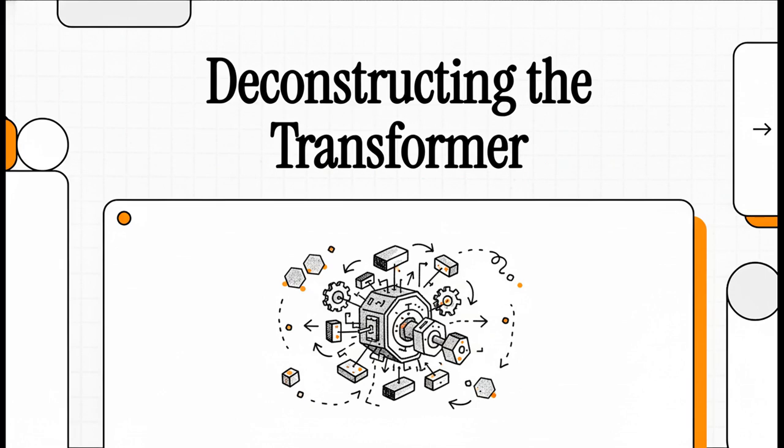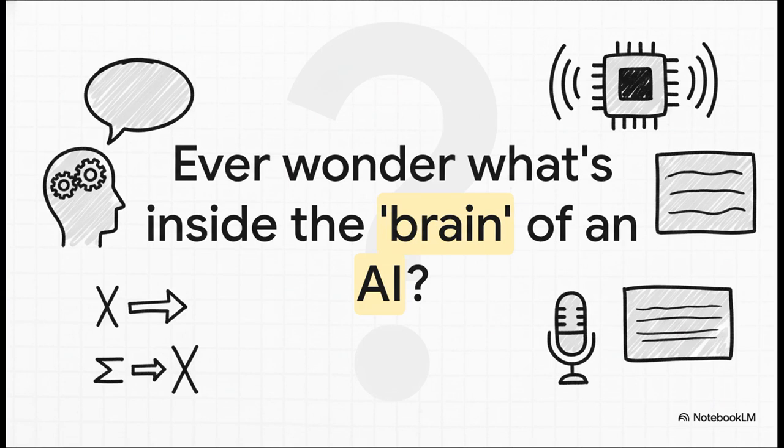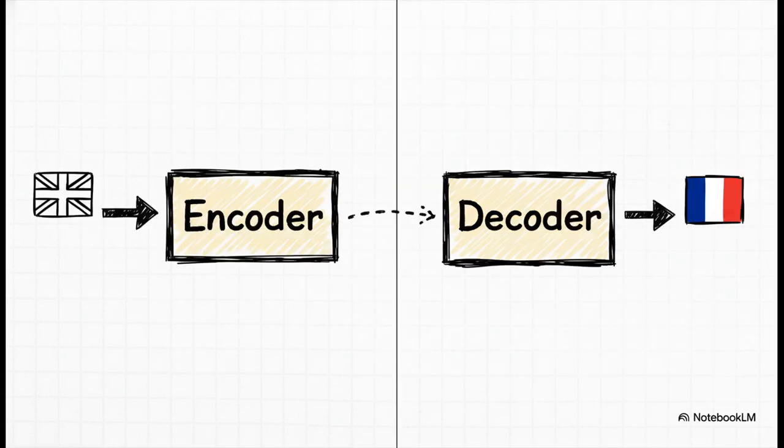Let's dive in. So, you've probably used the tools, you've seen the headlines, but have you ever really stopped and wondered what's actually going on inside the brain of an AI? How do they really understand what we're saying and then generate language that sounds so human? Well, for the most part, the answer is a single, game-changing idea called the transformer.